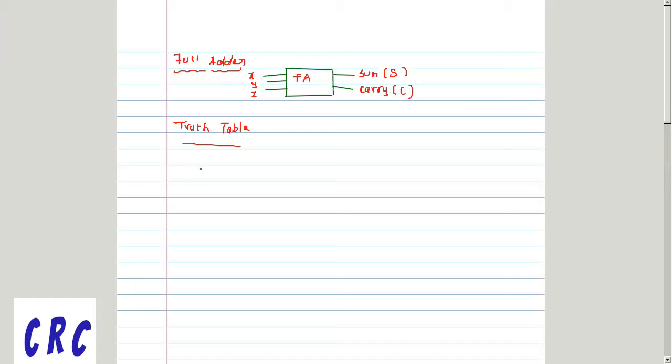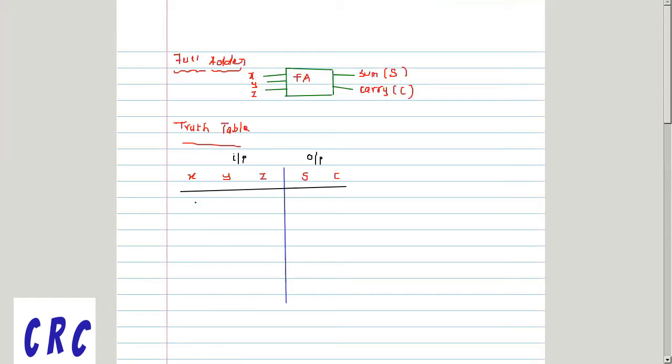So here we are using a 3 variable input, so I'll be having 8 combinations. I'm writing those as X, Y, Z, sum and carry. In this, X, Y, Z are the input, S and C are the output. These are all input and these are output. So 8 combinations we do have here, which will start from 0 and end at 7.